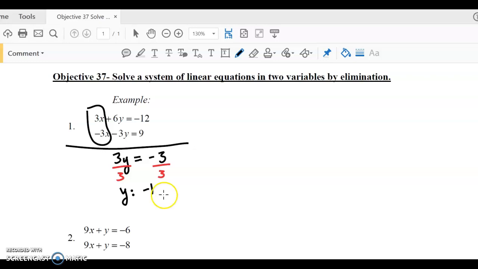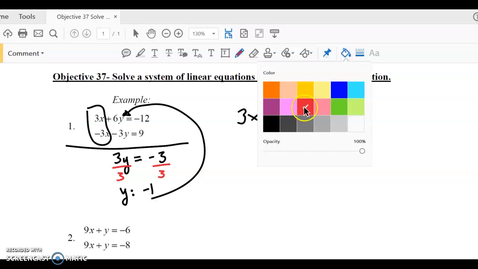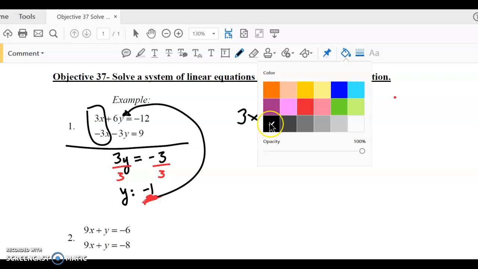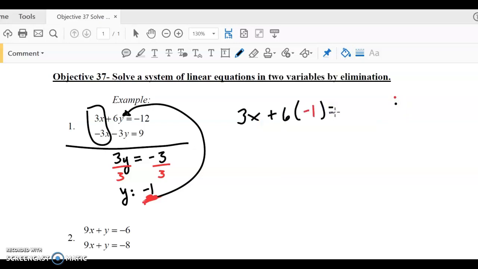To solve for x, we continue with this unit by substituting. So we're going to take y equals negative 1, and replace it in either equation. I'm going to plug into the first equation. So we're going to have 3x plus 6. I'm taking out the y and replacing it with negative 1. So this variable here is y, and negative 1 is going to replace it. Still have the negative 12. And now I'm going to solve the problem. So 3x minus 6 equals negative 12.